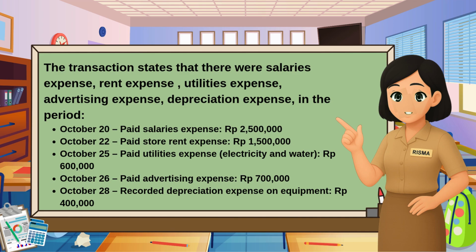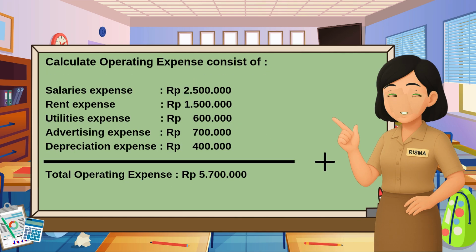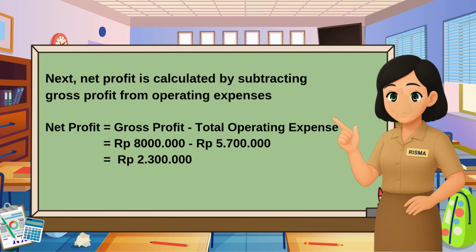October 20, paid salaries expense. October 22, paid store rent expense. October 25, paid utility expense, electric and water. October 26, paid advertising expense. October 28, recorded depreciation expense on equipment. Operating expense is calculated as salaries expense plus rent expense plus utility expense plus advertising expense plus depreciation expense. The result is total operating expense.